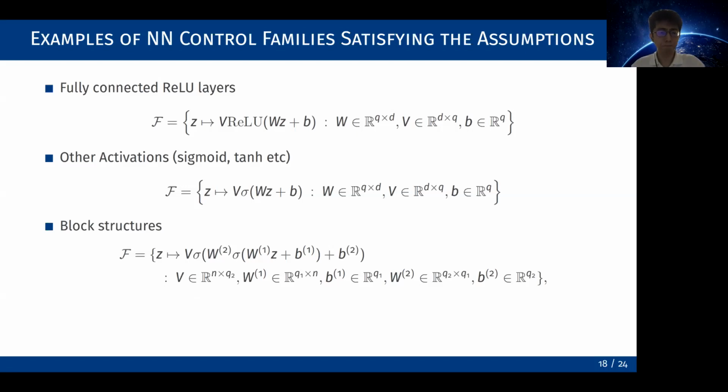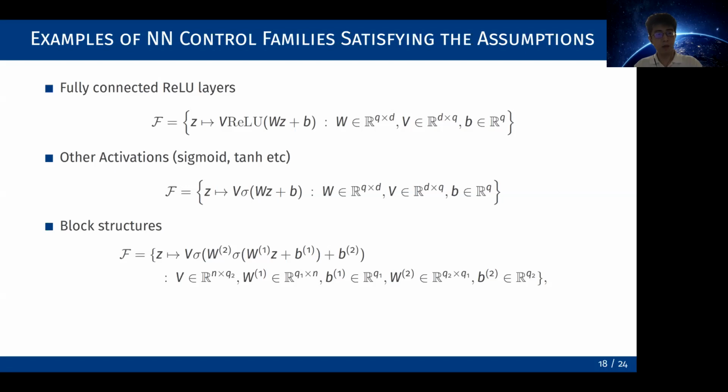The second observation is that, again, these families are not big. These control families, the width of this neural network is finite. It just has to be greater than or equal to d. It doesn't have to go to infinity. So all of the approximation power actually arises from the act of composition.